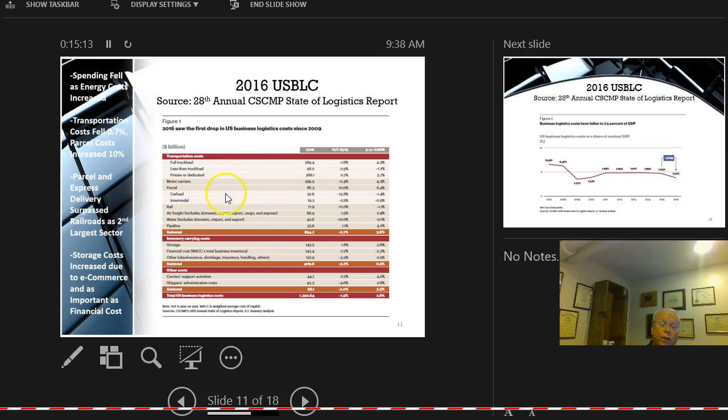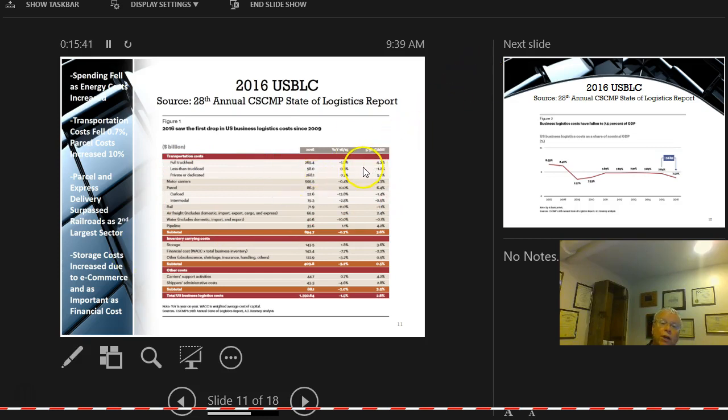Even though energy costs went up slightly, spending fell. You can see this right here, and I'm looking over to my left because I can see it there. That's a 0.7% decline in transportation spend, but you can see the transportation spend is 900 billion out of 1.4 trillion. So this again just confirms the importance of transportation in everything that we're doing.